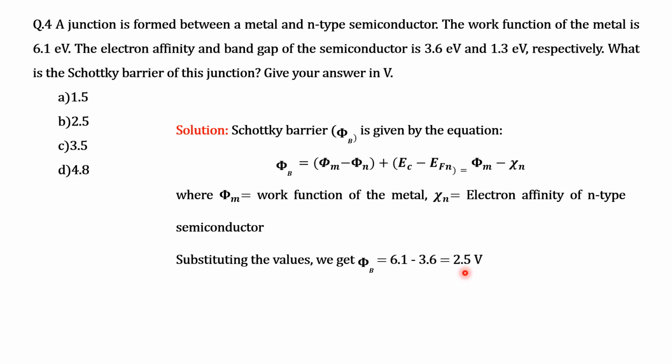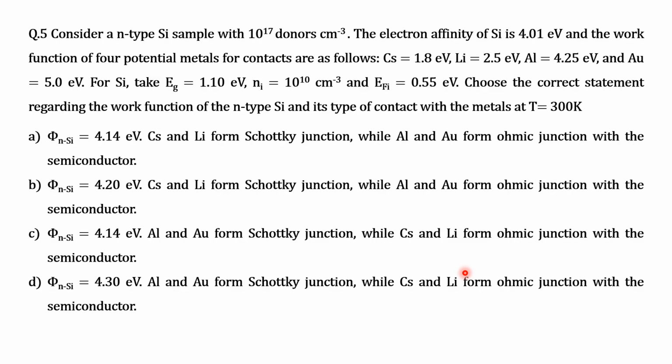So that is the case. So the fifth question is: consider an n-type sample with 10 power 17 donors per centimeter cube. The electron affinity of silicon is 4.01 electron volt, and the work functions of four potential metal contacts are as follows. For cesium it's 1.8, lithium 2.5, aluminum 4.25, and Au 5 electron volt.